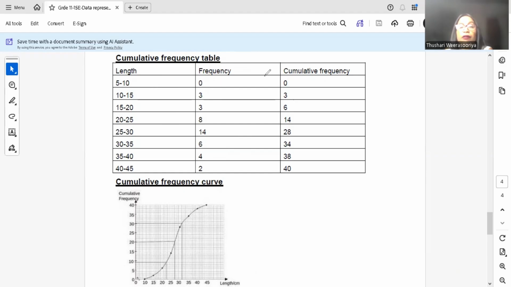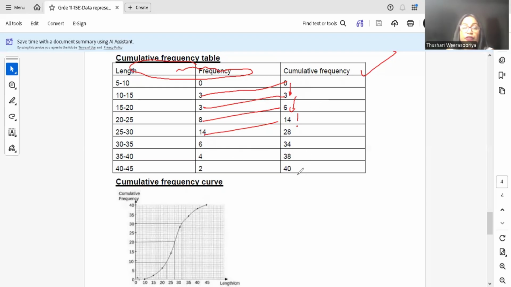First of all, these two columns are given in the exam. You have to draw the table like this, and the cumulative frequency you have to draw by yourself. Cumulative means addition. Addition of the frequency: 0. Then you add 3 to this 0, there you get 3. Then add 3 to this, 6. You write 6 here. Add 8, 14. Likewise, add 14, 28. Add 6, 34. 38, 40.